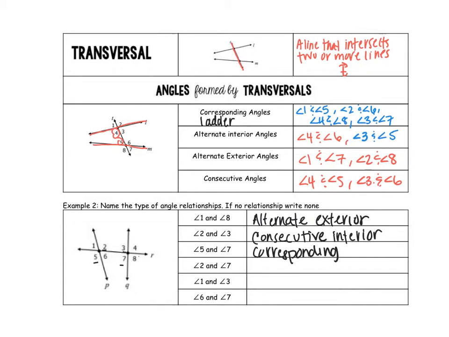2 and 7, so if you look here, 2 and 7 are alternate of the transversal and on the inside of these two lines. So that's alternate interior. Okay. 1 and 3, it's like the ladder, so that's corresponding. And the last one is 6 and 7. Those are one after another, so they're consecutive.